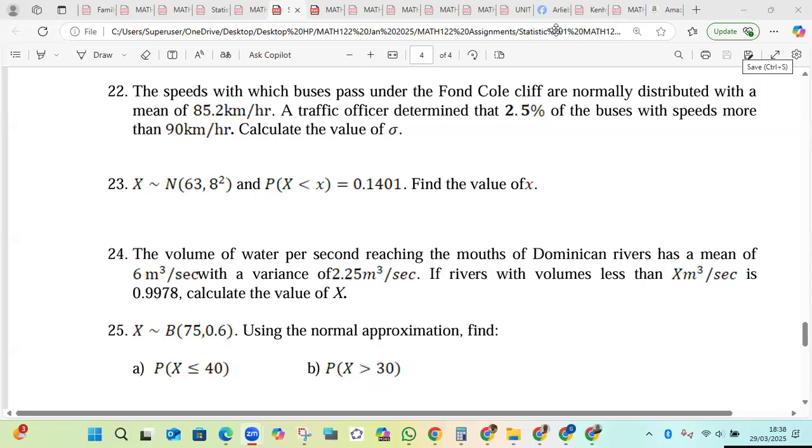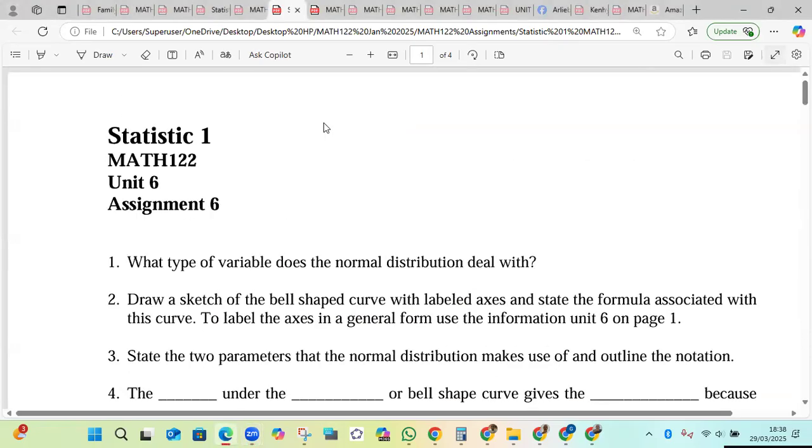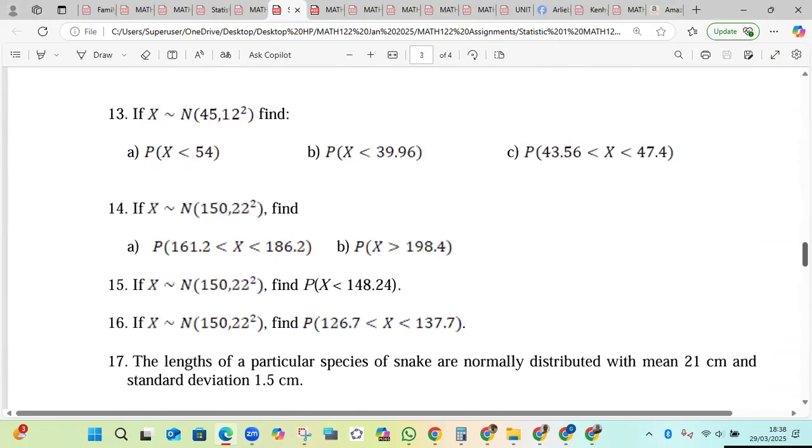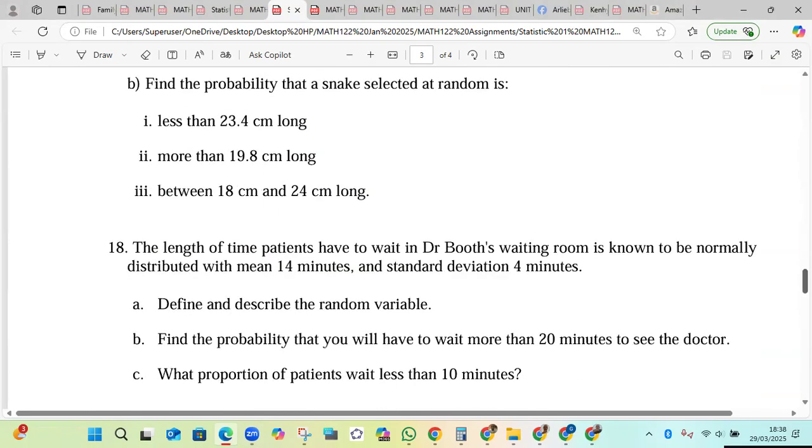In this video, we are going to discuss number 22 in the Statistics 1 to 2, Math 1 to 2, Statistics 1, Unit 6, Assignment 6. So number 22.